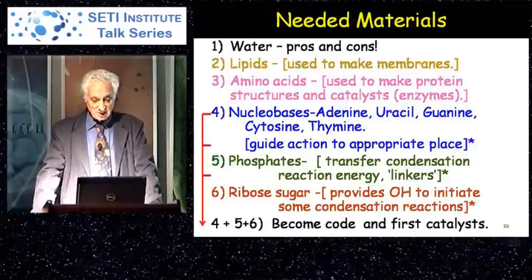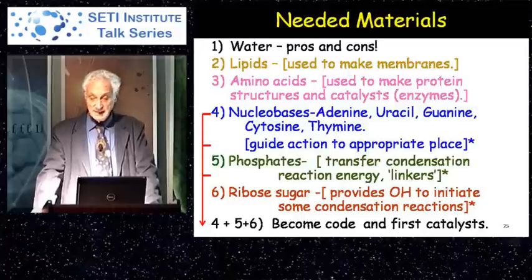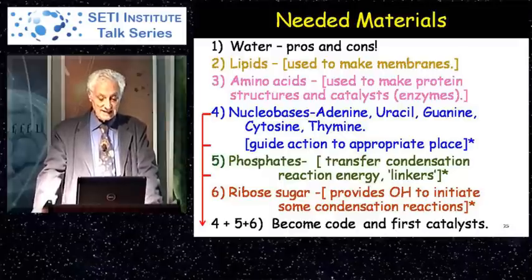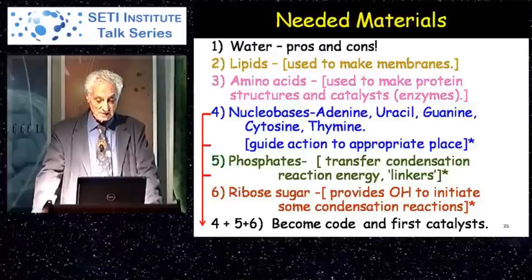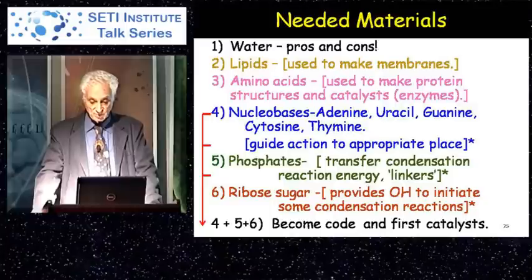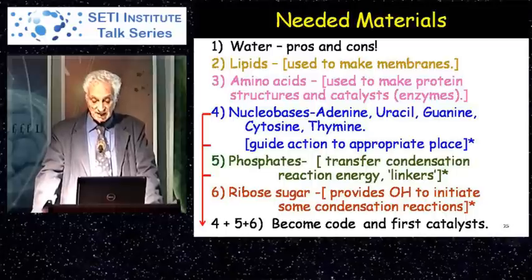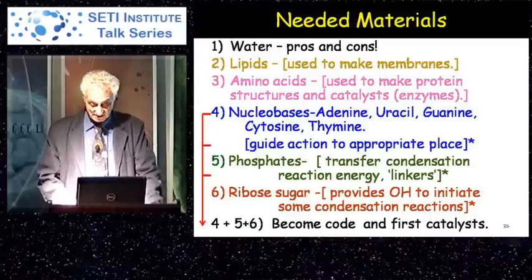Needed materials, first of all, there's water with its pros and cons. The lipids are used to make membranes, amino acids are used to make protein structures and catalysts. There are three things, nuclear bases, phosphates, and ribose sugar, that are put together to make nucleic acid, and they each have their different roles. The nuclear bases guide the action to the appropriate place. The phosphates transfer condensation reaction energy. They are linkers, and ribose sugar provides OH to initiate some condensation reactions. I'm going to have to tell you more about condensation reactions.